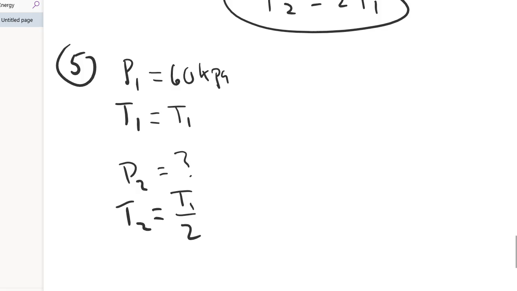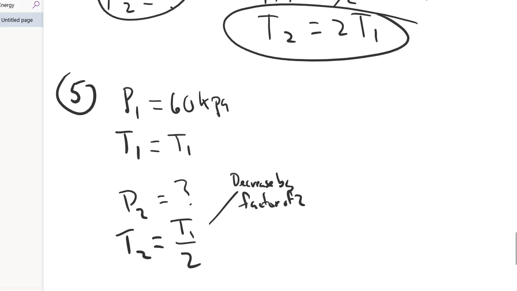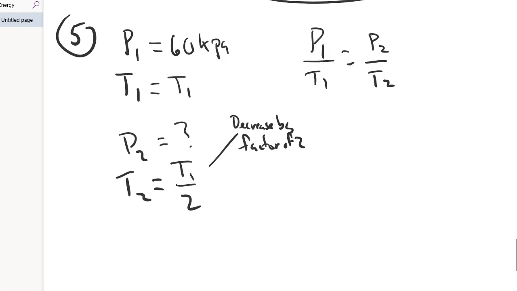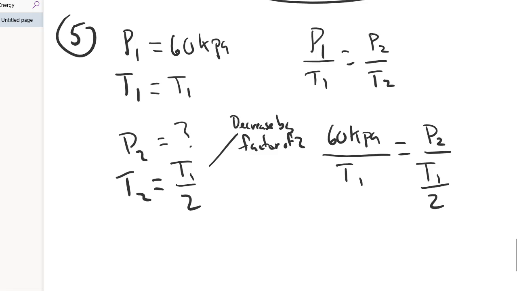That's what they mean by decreases by a factor of 2. So we use our equation again, which is going to be P1 over T1 equals P2 over T2. Let's put in the values. P1 is 60 kilopascals. T1 is T1. P2 is what we're solving for. And then T2 is actually T1 divided by 2, because it decreased by a factor of 2. The temperature did.